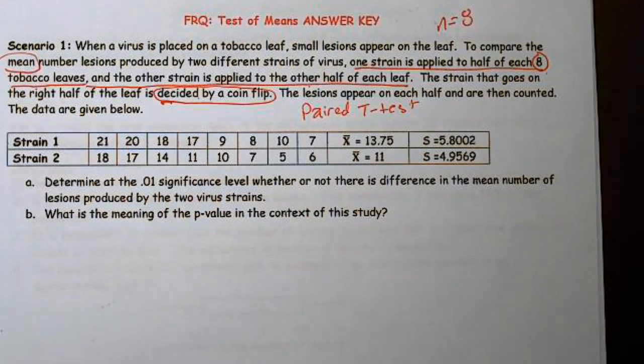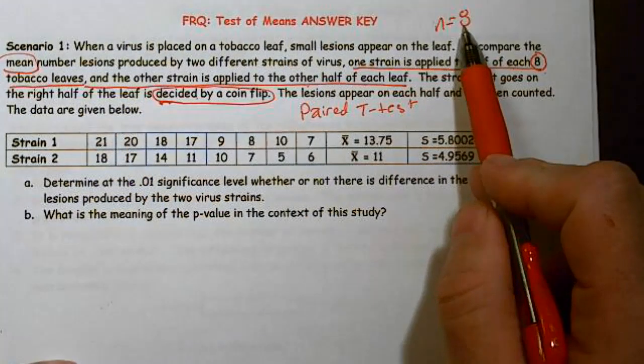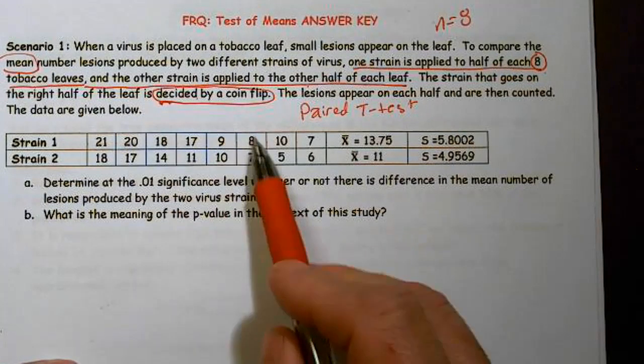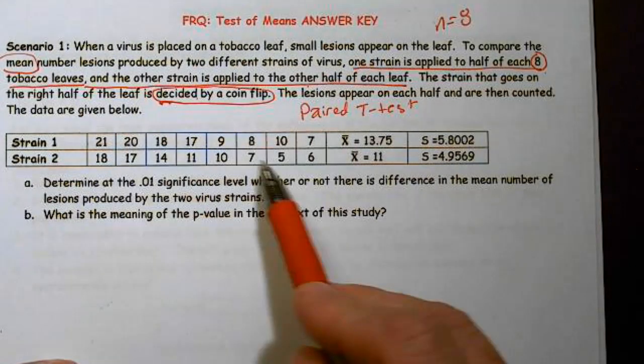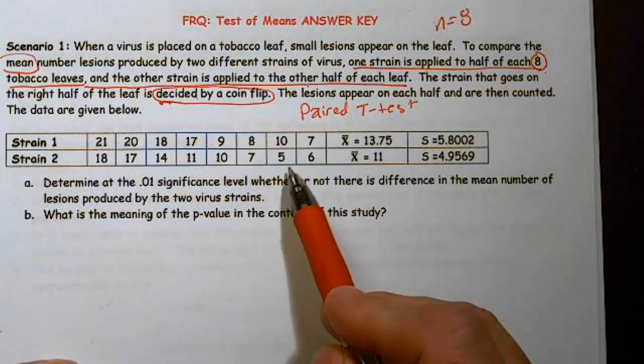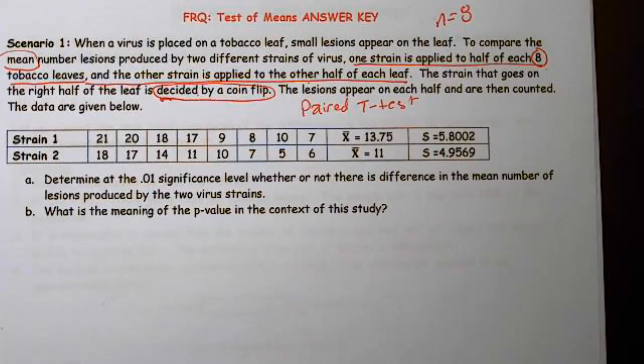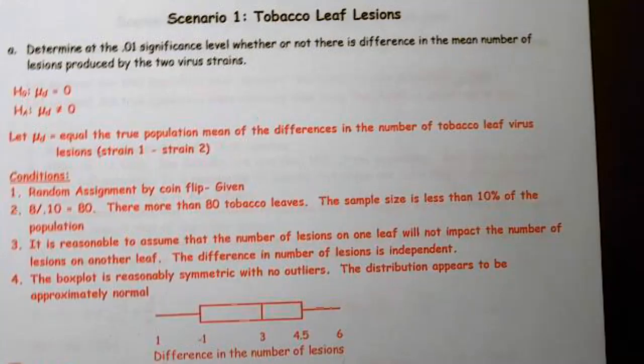Now, if I wasn't sure about whether or not it was a paired t-test, consider this. I have 8 leaves, but I have 1, 2, 3, 4, 5, 6, 7, 8, 9, 10, 16 different measurements. So my sample size is 8, but I've tested it 16 times, so obviously things have been tested twice. And once again, if it's tested twice, it's a paired t-test. And that determines which formula to use and how we're going to approach this.